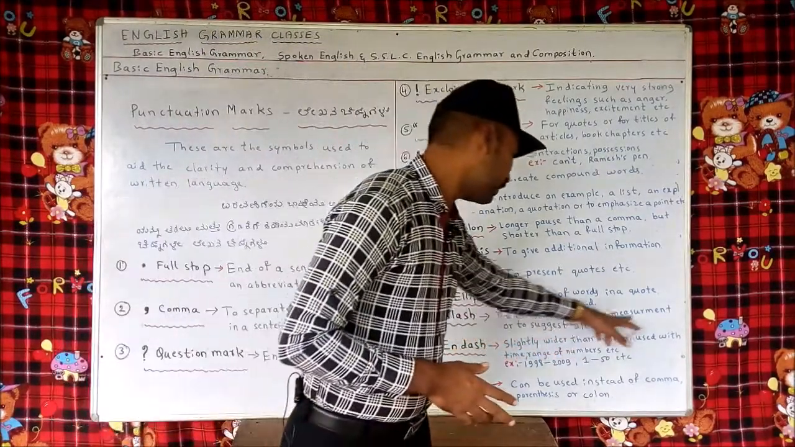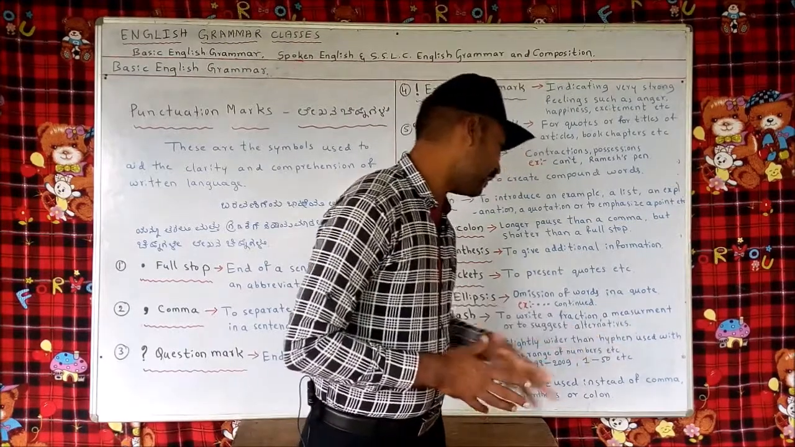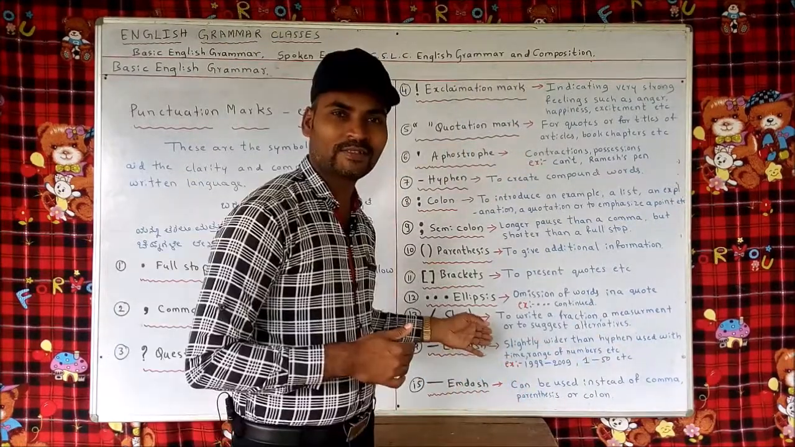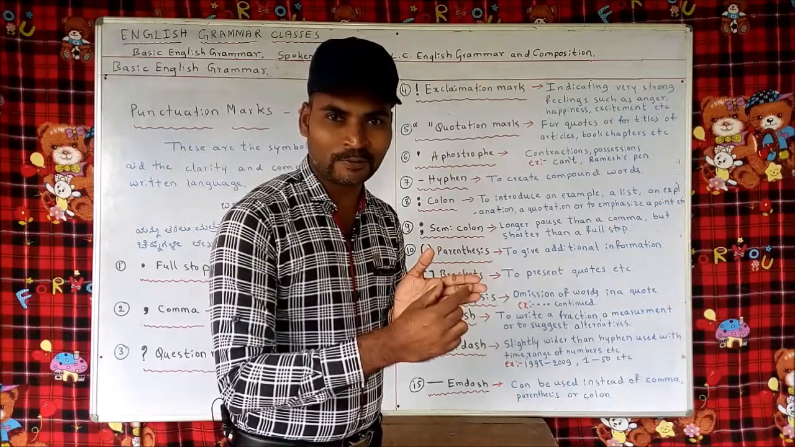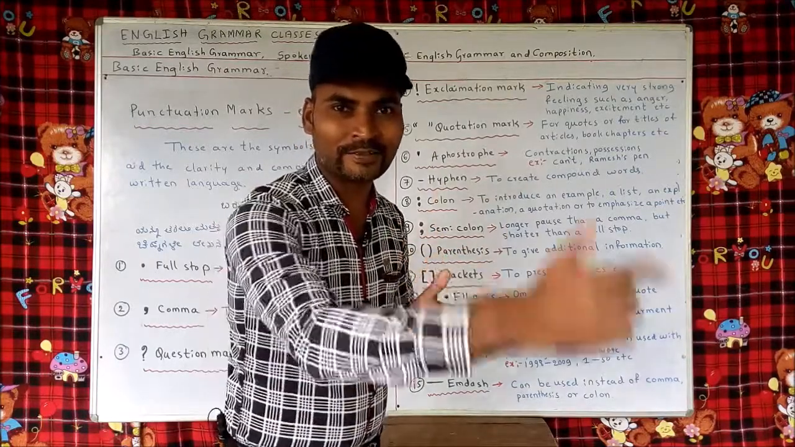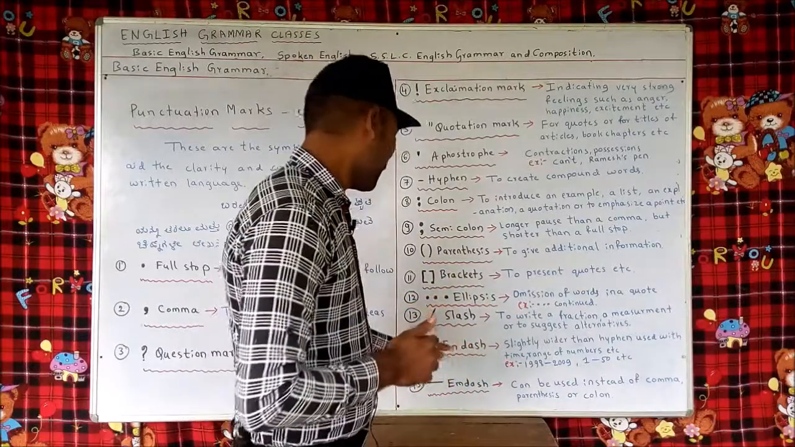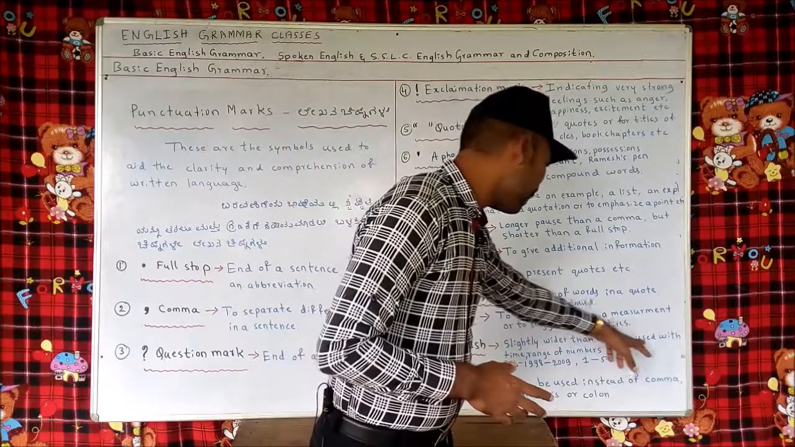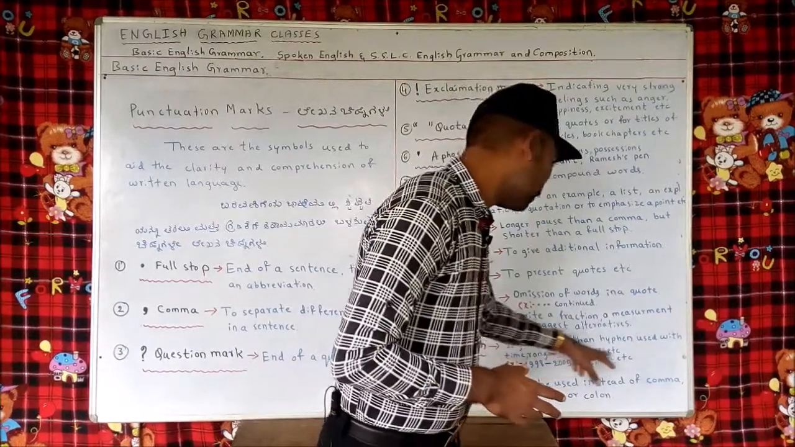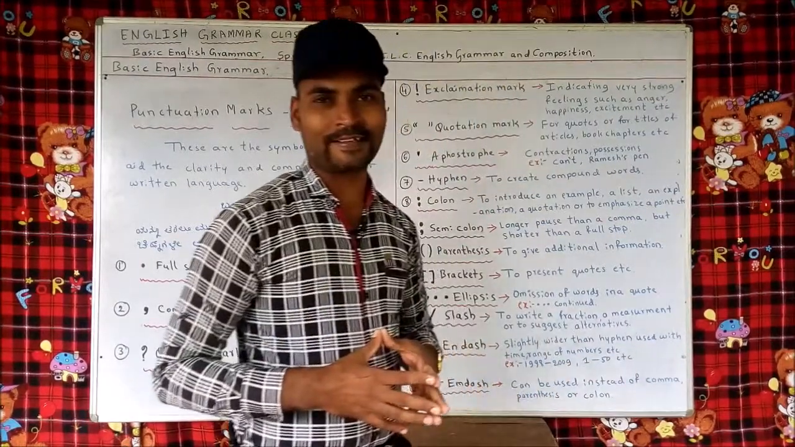Then comes a slash. To write a fraction, a measurement, or to suggest alternatives. We use this to suggest a date also. 2/2021, like that.